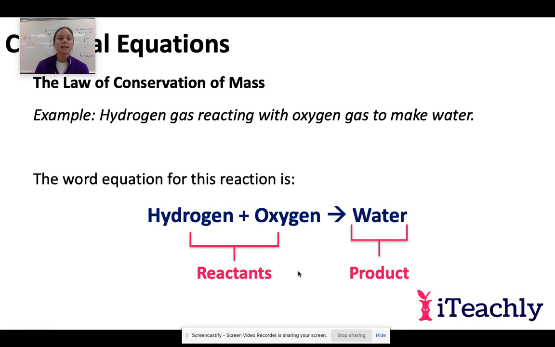So the law of conservation of mass says that I need to balance my equations. The number of atoms on my reactant side must be equal to the number of atoms on my product side. They must be the same number and the same kind.